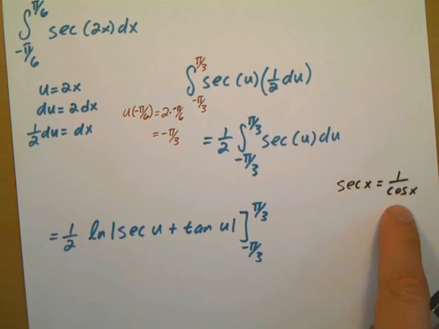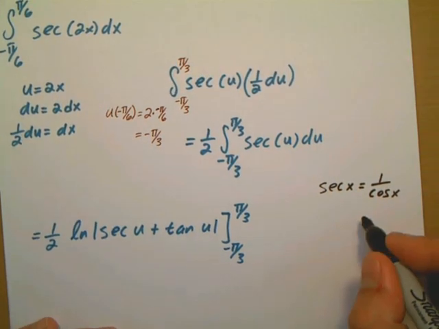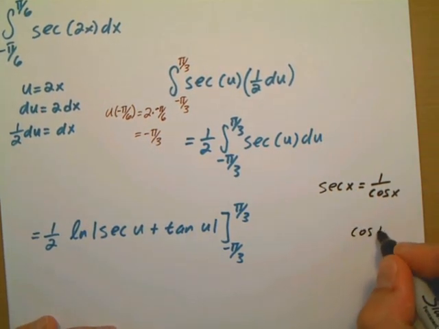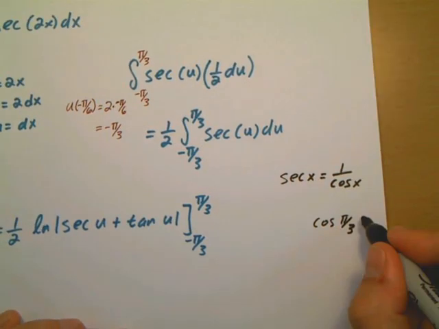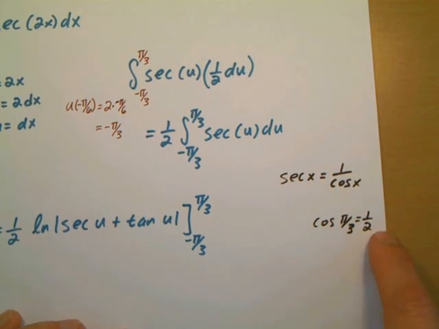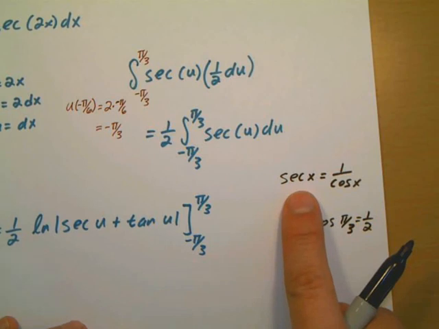So what I can do is just take the value of cosine at pi over 3 and then reciprocate it. So cosine of pi over 3, that's going to be 1/2. So when I get to plugging in cosine of pi over 3, I get 1/2. So that's going to be reciprocating. That's going to be equal to 2 for secant.